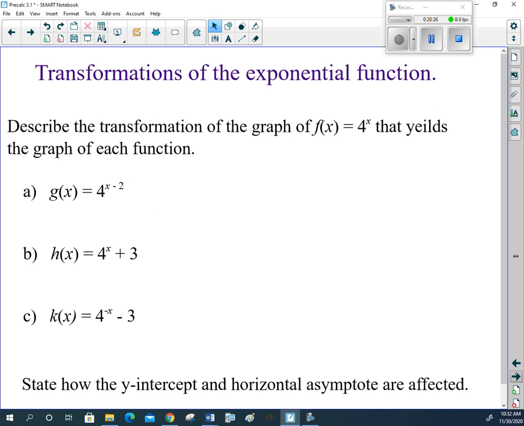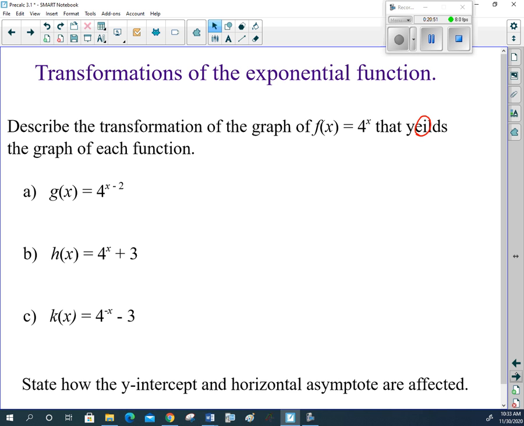Okay, now we're going to just describe the transformation. It says describe the transformations of the graph of f of x equals 4 to the x power, our base is 4, that yields the graph of each of the following functions. Okay, yields looks like that is spelled wrong. Let's fix that typo here. I'll fix that in a minute. Okay, so here we go.